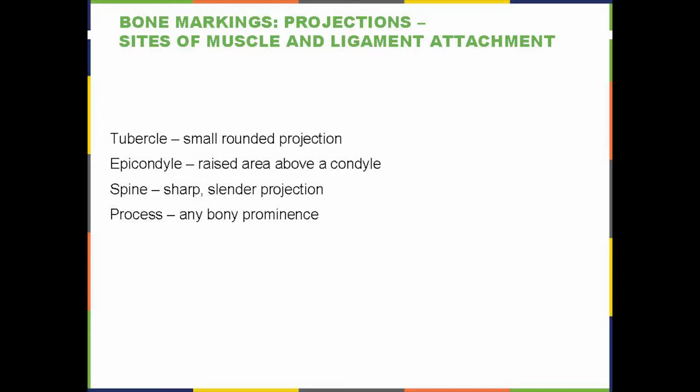The spine is a sharp, slender projection. And then all of those are called a process. So it's anything that sticks off the bone. So not only are you going to have to know the names, you're going to have to know some of these processes. Not all of them, but a lot of them. So that makes the skeletal system a little more difficult when it comes to lab.